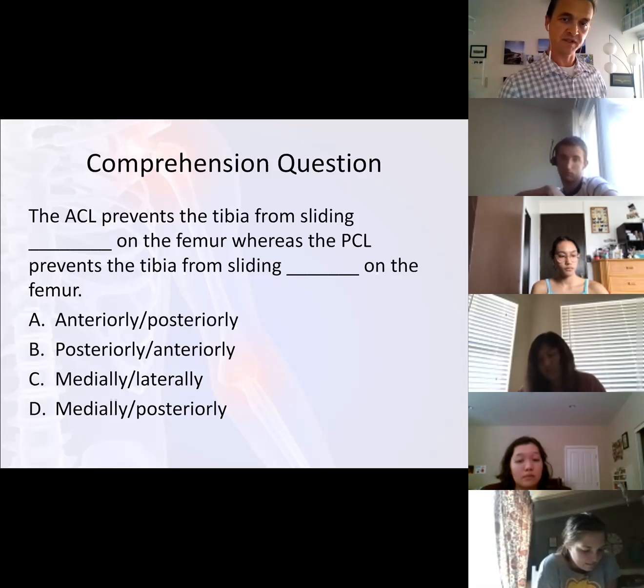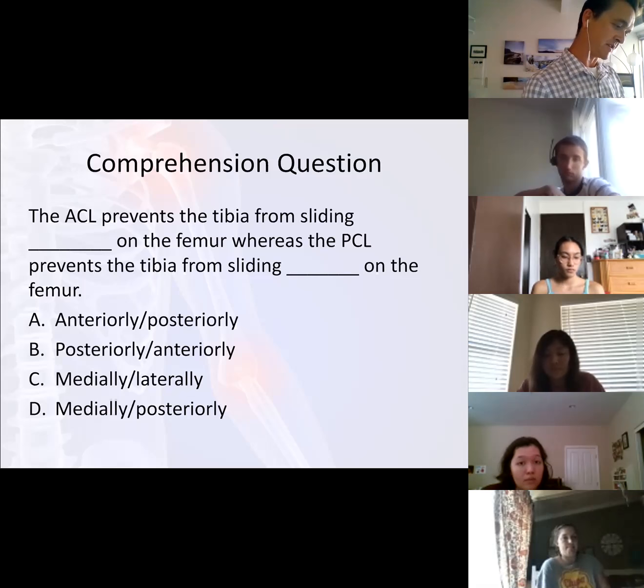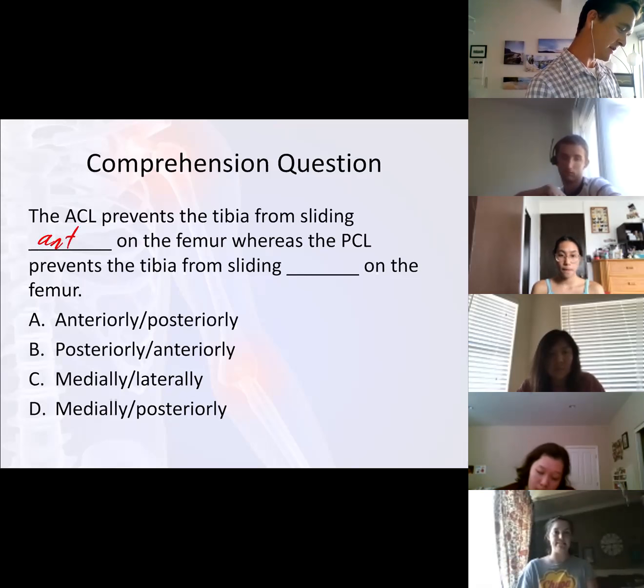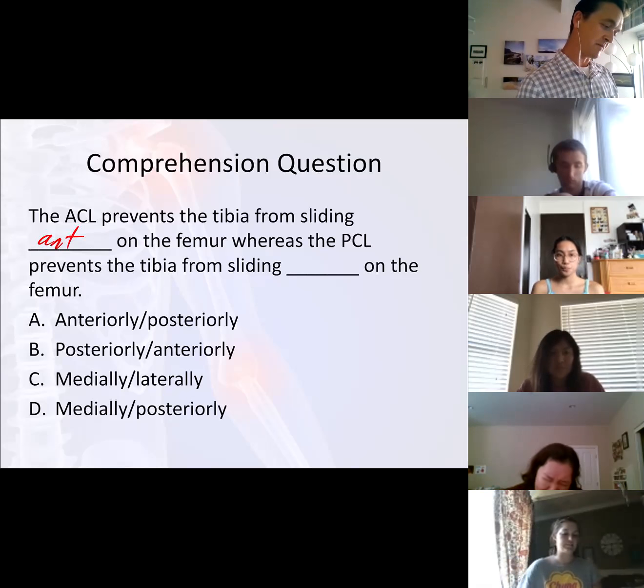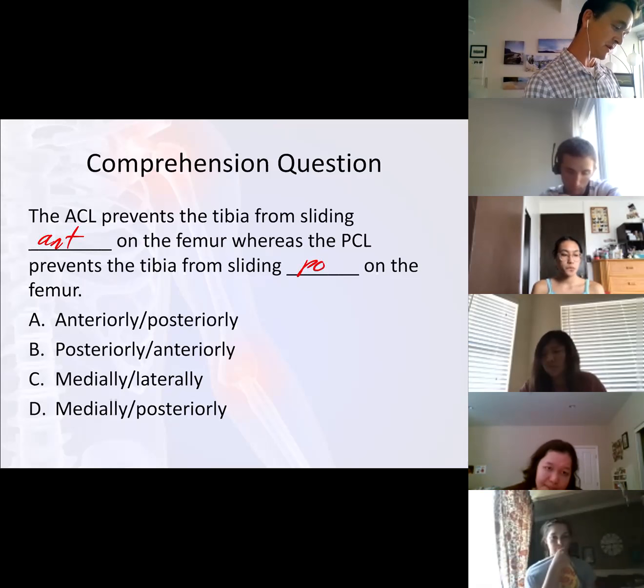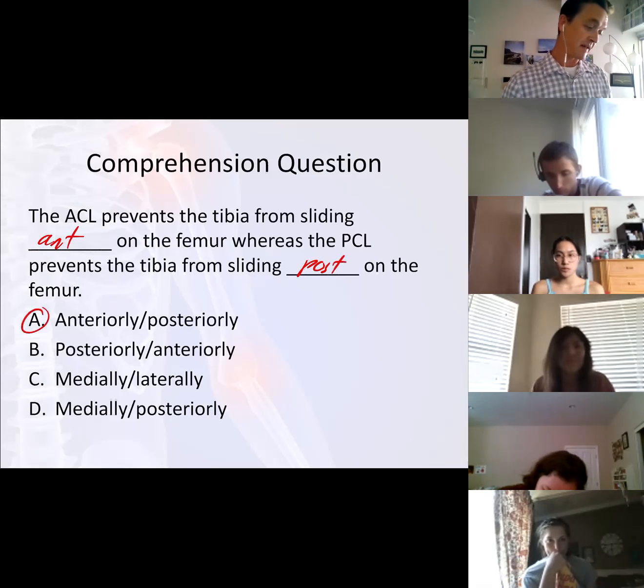Okay, so about 70% of you are saying A. So the ACL prevents the tibia from sliding anteriorly on the femur, whereas the PCL prevents the tibia from sliding posteriorly. And that is correct. And that's the easiest way to remember it.